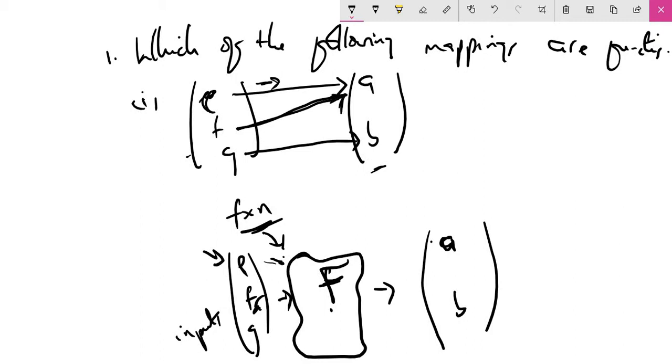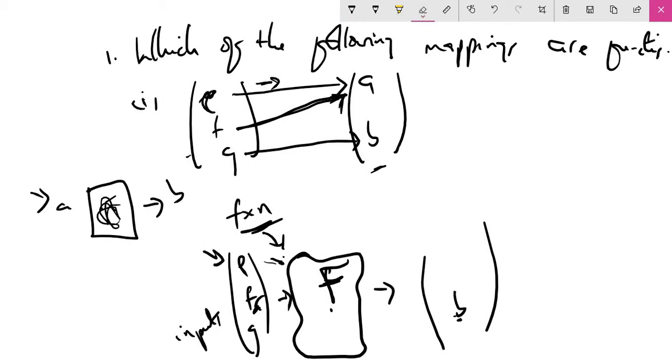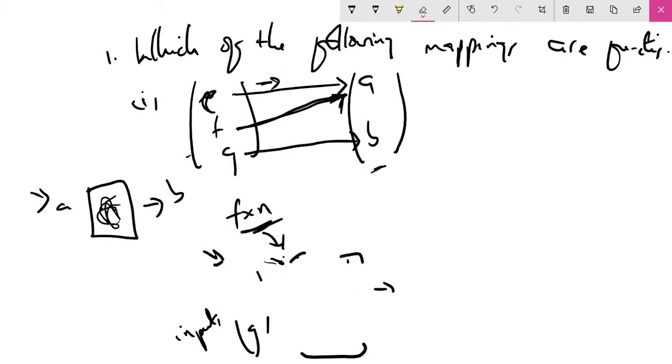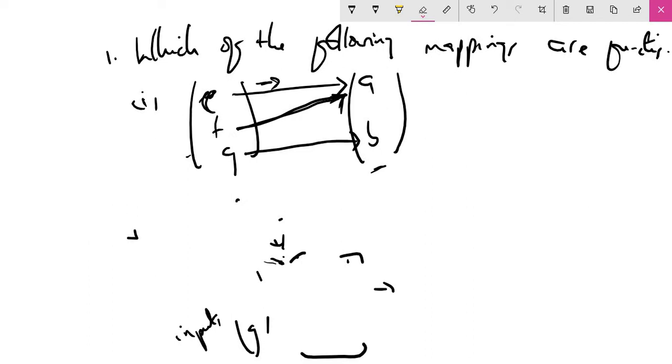And G outputs B. Okay, so this is how you should understand a function. Like a machine that takes something, does some manipulations, and then brings out an output. It's very important to understand it this way. All right. Now that we have that, let us write the rest of the question down and then try to answer it.